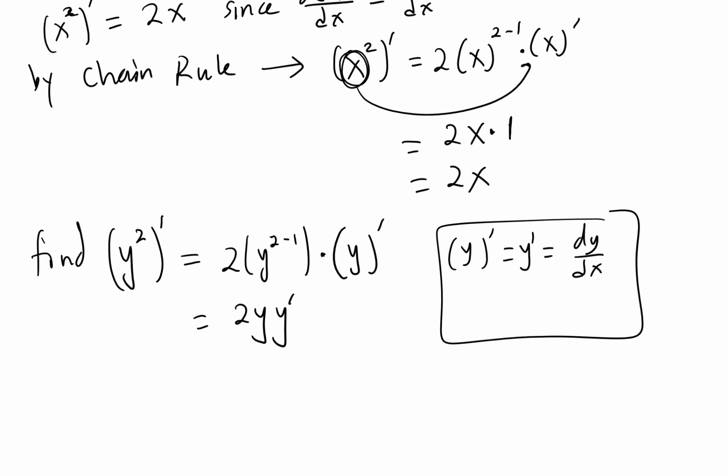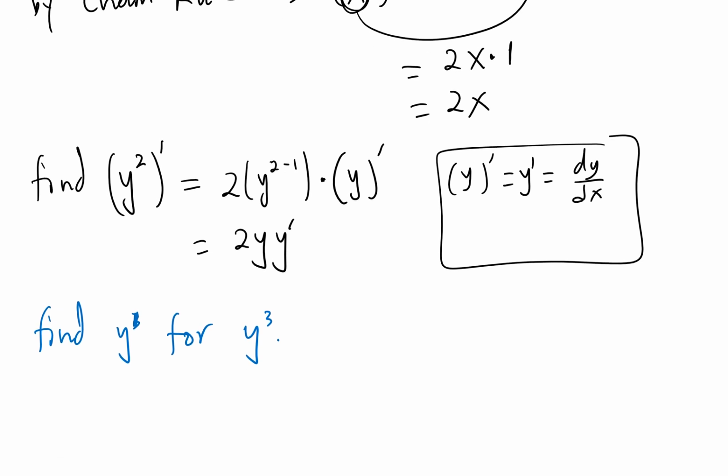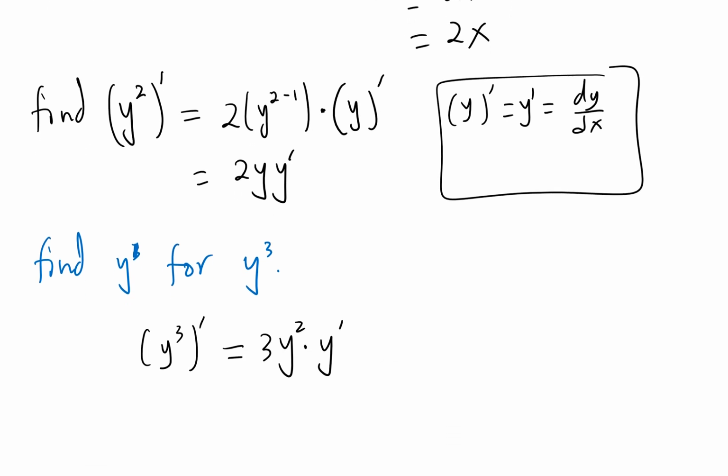So if we would like to find the derivative of y cubed, actually y prime for y cubed, how do we do this? What do we get? 3y squared times y prime. Don't forget the y prime. 3y squared y prime.